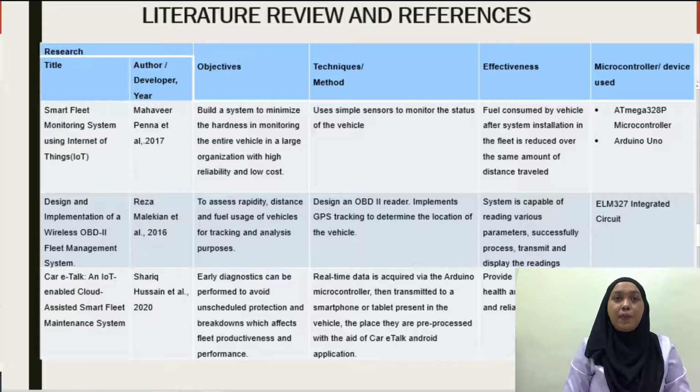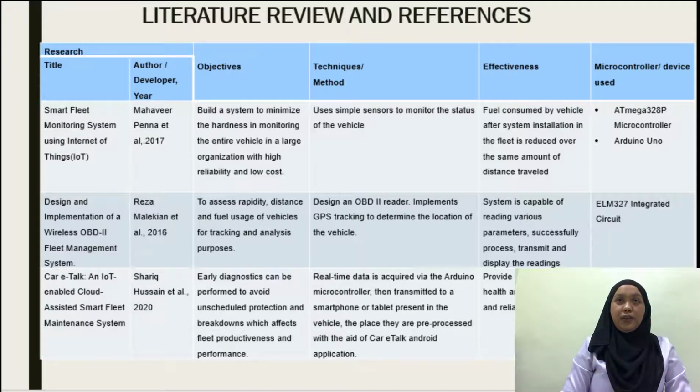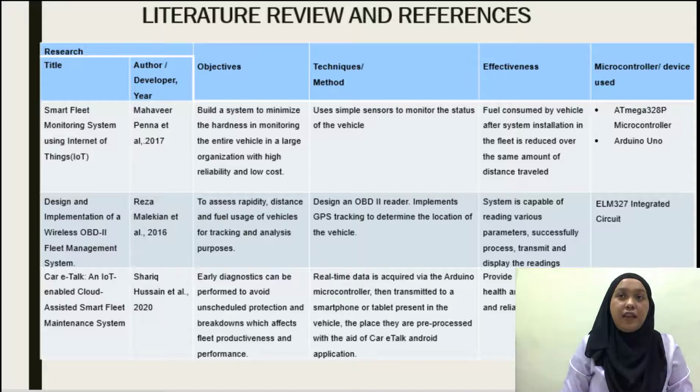Next, the next paper would be design and implementation of wireless OBD2 fleet management system. So in this paper, they design an OBD reader just like what I'm doing. They implement GPS tracking to determine the location of the vehicles. So basically, the project is effective because the system is capable of reading various parameters, successfully process, transmit, and display the reading for the authorities to read.